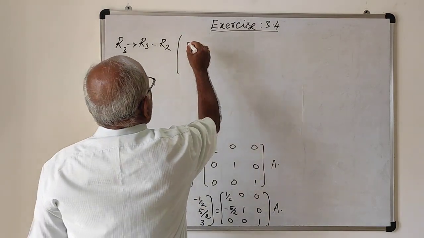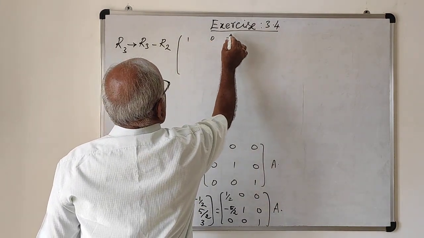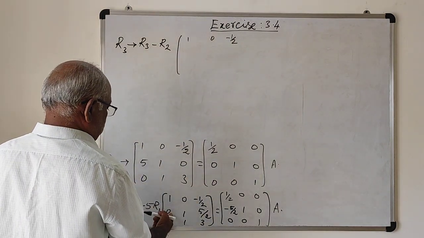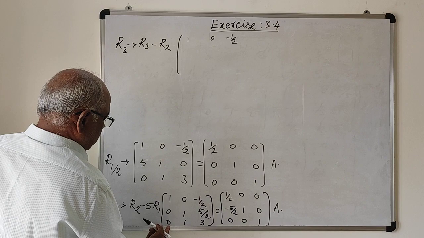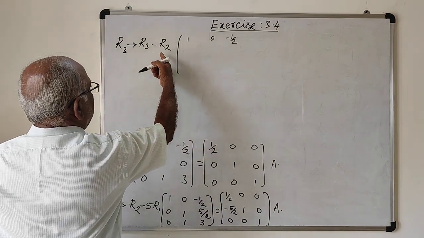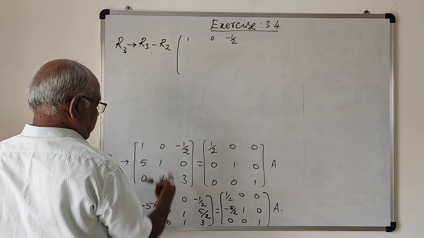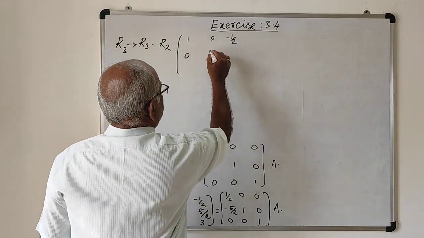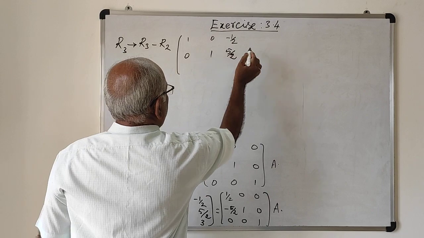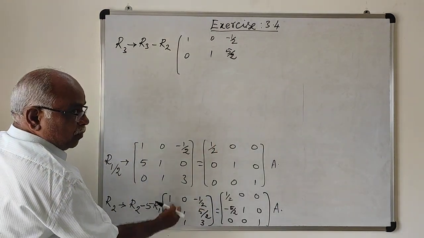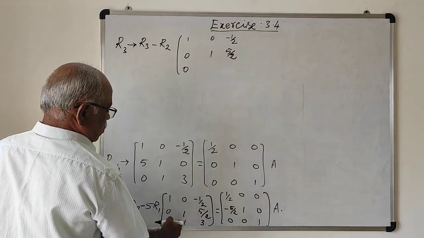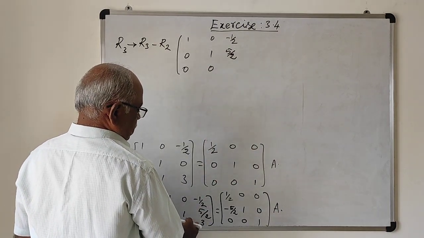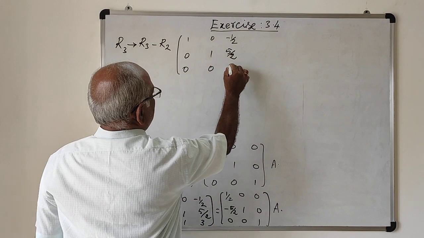The first row is 1, 0, minus 1 by 2 as it is. We rewrite the second row also as it is: 0, 1, 5 by 2. R3 minus R2: 0 minus 0, 1 minus 1, 3 minus 5 by 2. 3 minus 5 by 2 is 1 by 2.